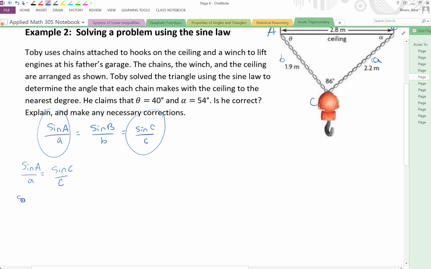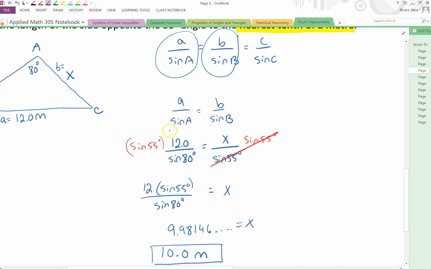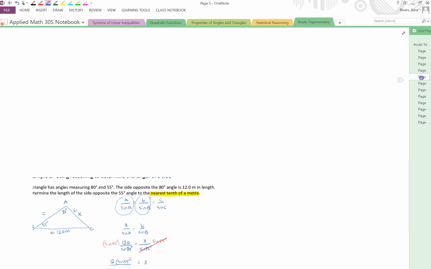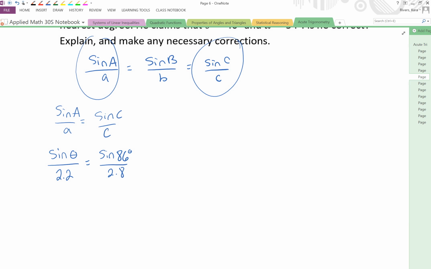So I've got sine of theta, if I plug in the information from my question, over 2.2. And I've got sine of 86 over 2.8. When you're solving for the angle, it's a 2-step. We're not just getting rid of, like in our other question, where we just had to get rid of the sine 55 on the bottom and then multiply and divide, and we were done. Whereas when you're solving for an angle, we have to get rid of the 2.2 that's attached to the theta. So let's start there.